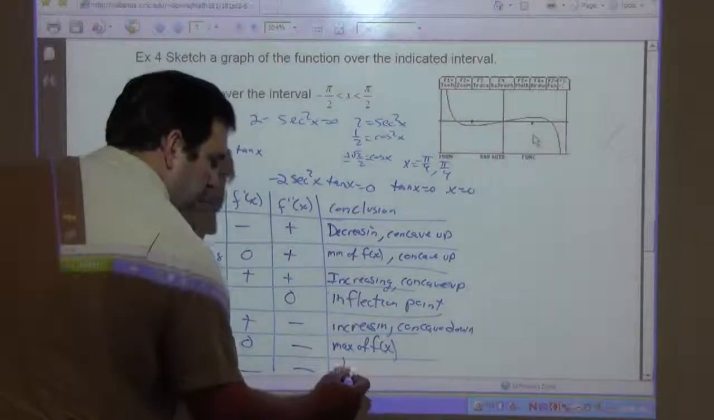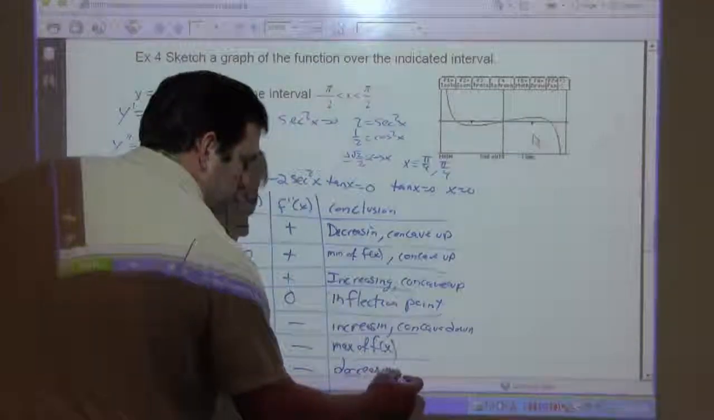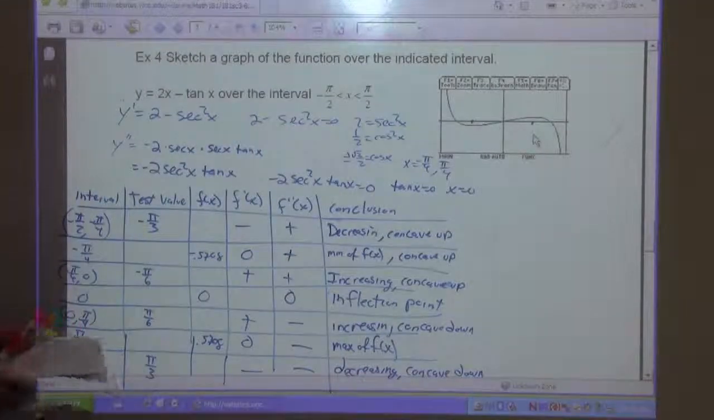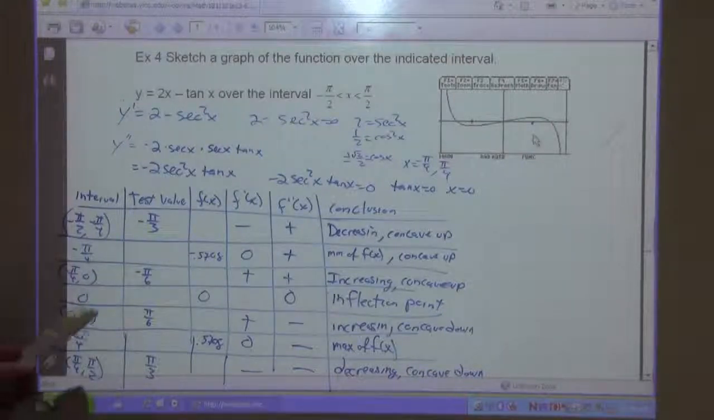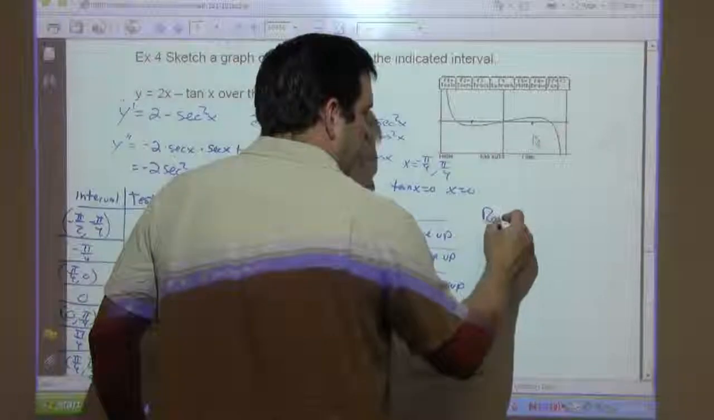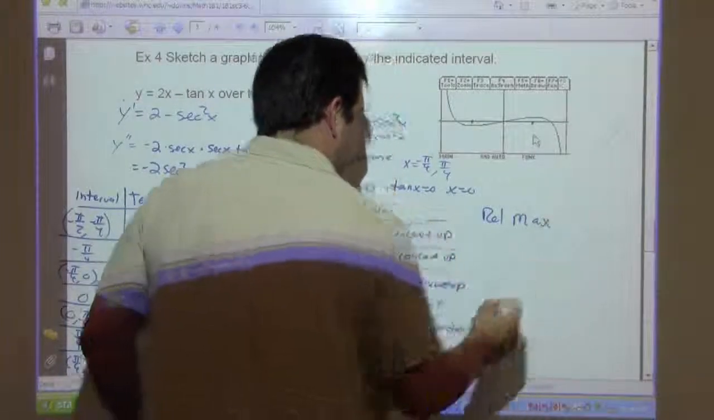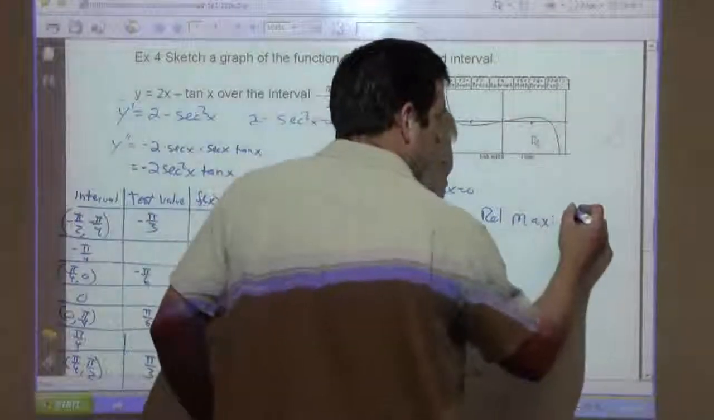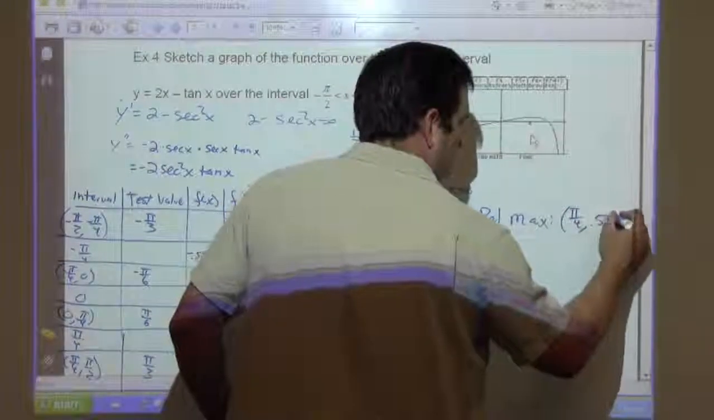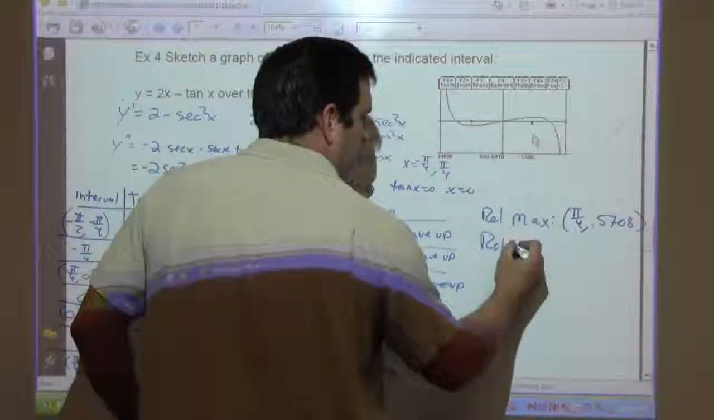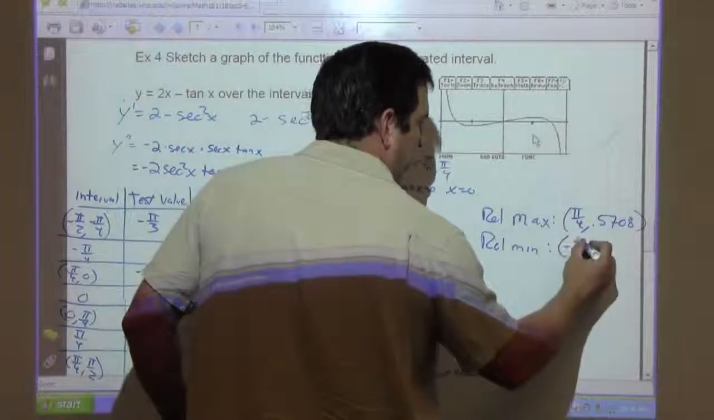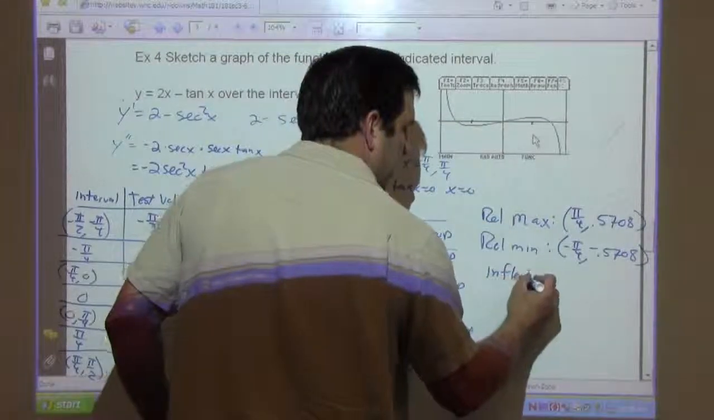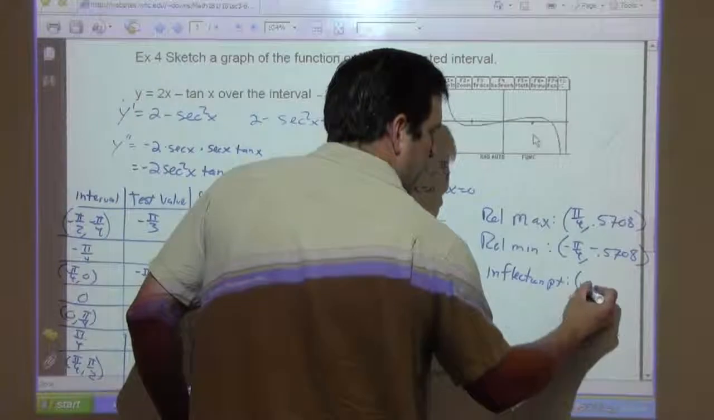And here it's decreasing and concave down. Okay. So we have our relative max at pi over 4, 0.5708. We have our relative min at negative pi over 4, negative 0.5708. And we have an inflection point at 0, 0.